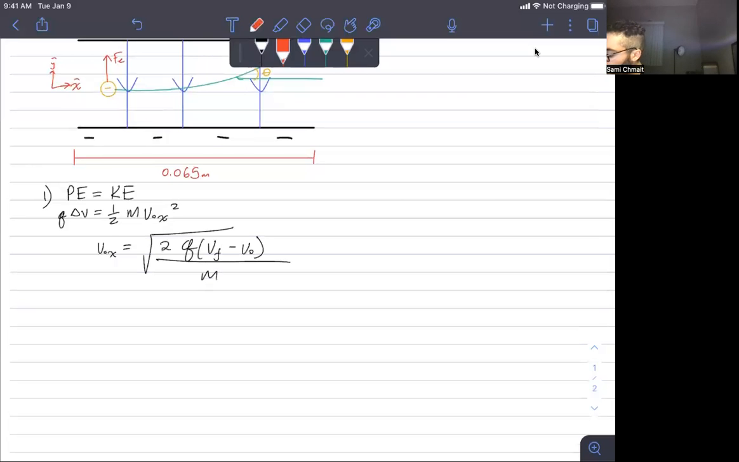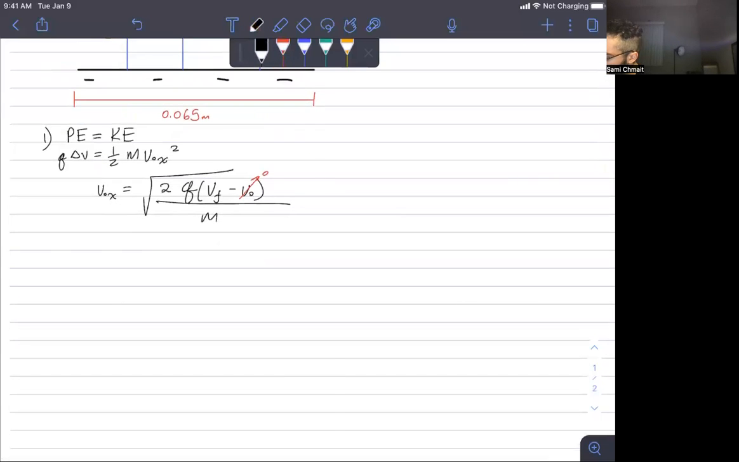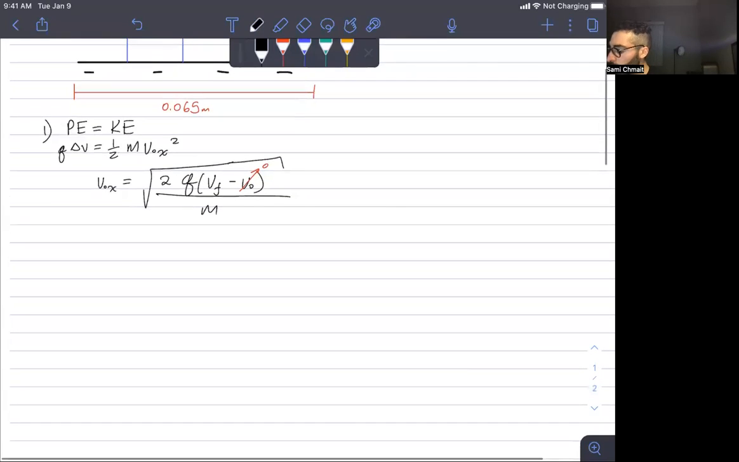Okay? The initial is equal to 0. The final is equal to that 2,200. Was that what it was? 2,200? Yeah, because it starts at rest and then goes to 2,200. We now can solve for v naught x, which is equal to 2.78 times 10 to the 7 meters per second. Okay?